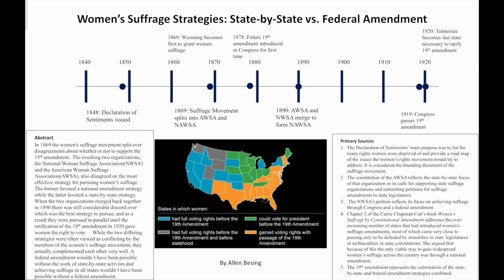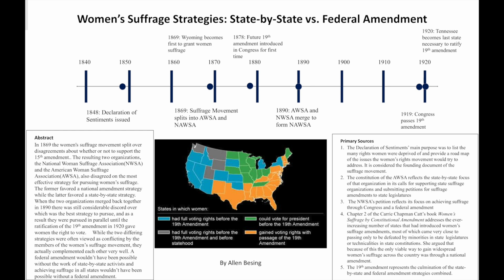It was first submitted to Congress all the way back in 1878, as it was then the 16th Amendment. By the time it was actually ratified in 1920, it became the 19th Amendment. It had a very long road to actually being passed and ratified, but it represented the culmination of the state-by-state and federal amendment strategies combined. Without one, it would have been really hard to have the other, because federal amendments, even once they pass Congress, they still have to be ratified by 3/4 of the states, and without the groundwork laid by the state-by-state campaigners, it would have been very difficult for that to have been achieved.